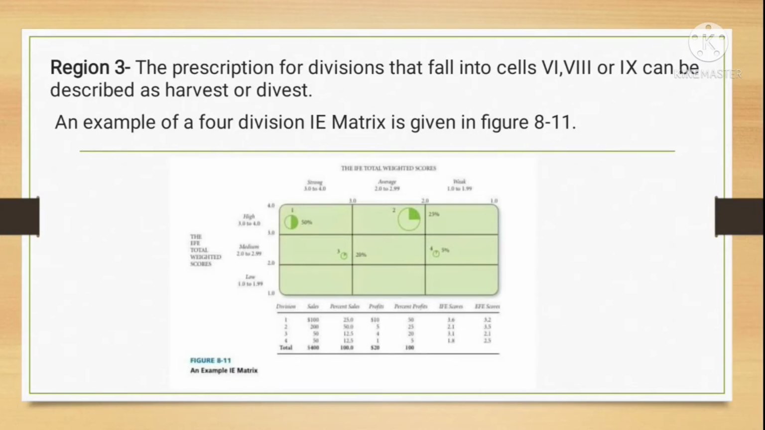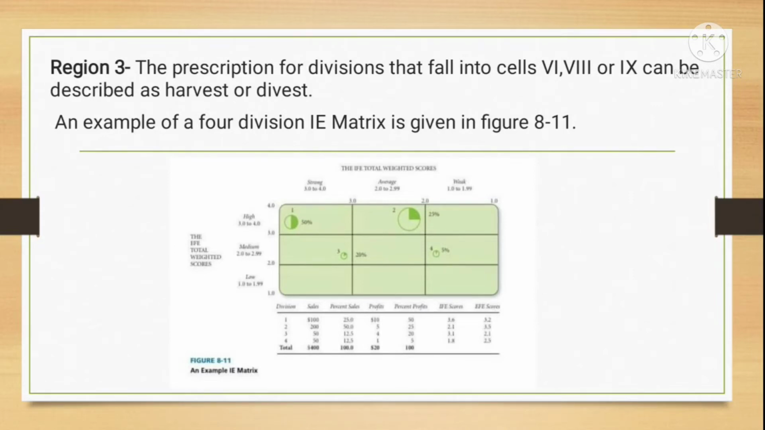An example of a 4 division IE matrix is given in Figure 8-11 as indicated by the positioning of the 4 circles. Grow and build strategies are appropriate for divisions 1, 2, and 3, but division 4 is a candidate for harvest or divest.